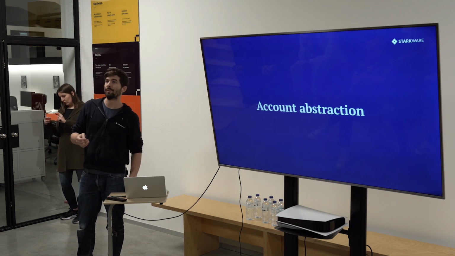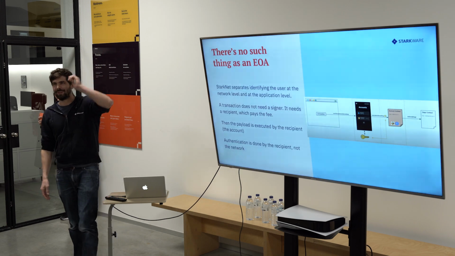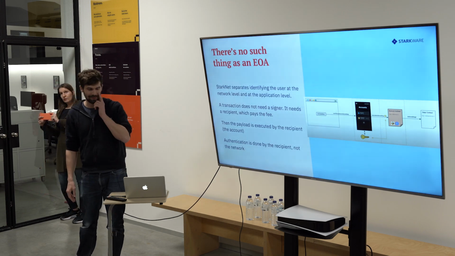You have actually somebody from Argent here in the room, so you can ask him. Raise your hand so that people know it's you. Nice, so you can ask questions if you have questions about account abstraction.